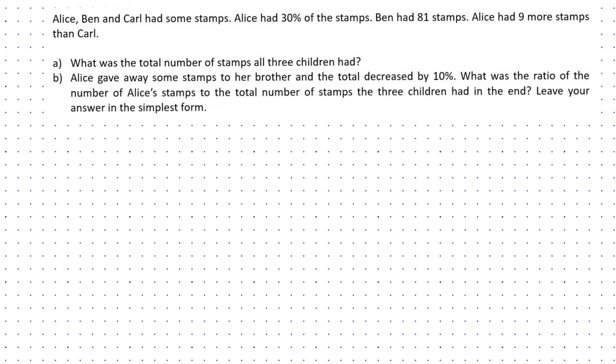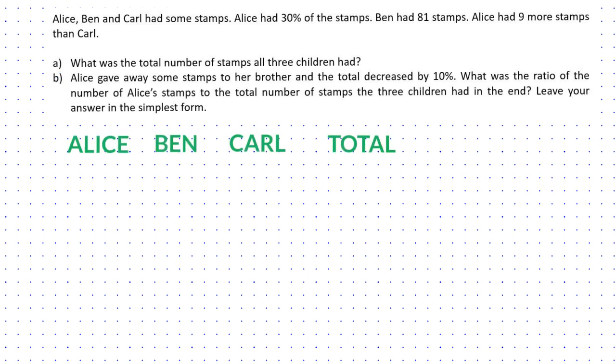Hi, so this question is based on percentage. It says Alice, Ben and Carl had some stamps. Alice had 30% of the stamps, Ben had 81 stamps, and Alice had 9 more stamps than Carl. So question A is, what was the total number of stamps all three children had?